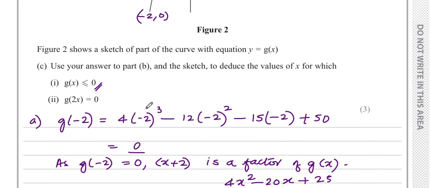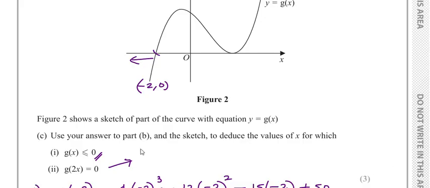This actually means a transformation where the g of x is transformed horizontally with a stretch, with a scale factor of half. That means every x is multiplied by half so that we get g of 2x. So if there is an x value here, I need to multiply that by half so that I will get the new g of 2x value.